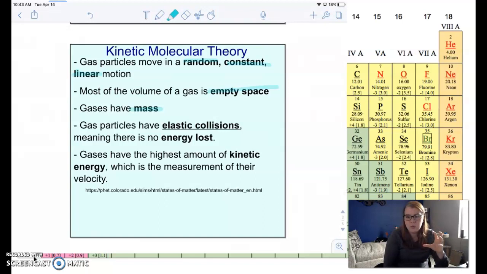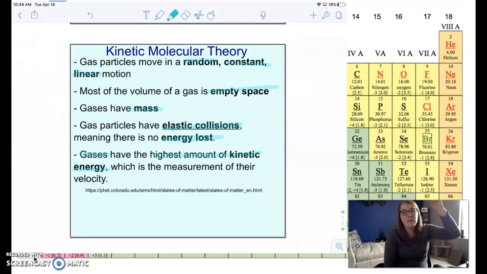Gases do have mass, so that's a misconception. Even though they are mostly empty space, they do weigh something because it is matter. Gas particles have elastic collisions, meaning they don't lose any energy as they collide with things. And gases have the highest amount of kinetic energy of the three states of matter, basically meaning those are the particles that move the fastest.